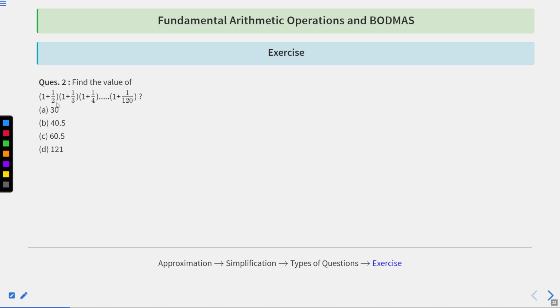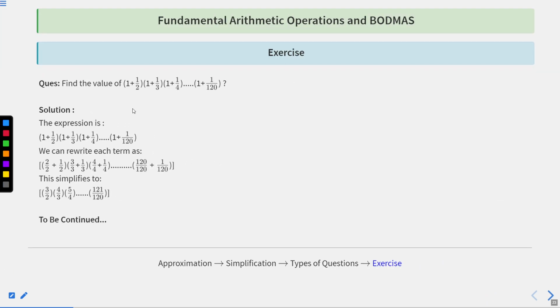Find the value of (1 plus 1 by 2) times (1 plus 1 by 3) times (1 plus 1 by 4) up to (1 plus 1 by 120). So here we are provided with an expression of (1 plus 1 by 2) times (1 plus 1 by 3) times (1 plus 1 by 4) up to (1 plus 1 by 120), which can be rewritten as 2 upon 2 plus 1 by 2, 3 upon 3 plus 1 by 3. We are just replacing these ones. We are playing smart here.